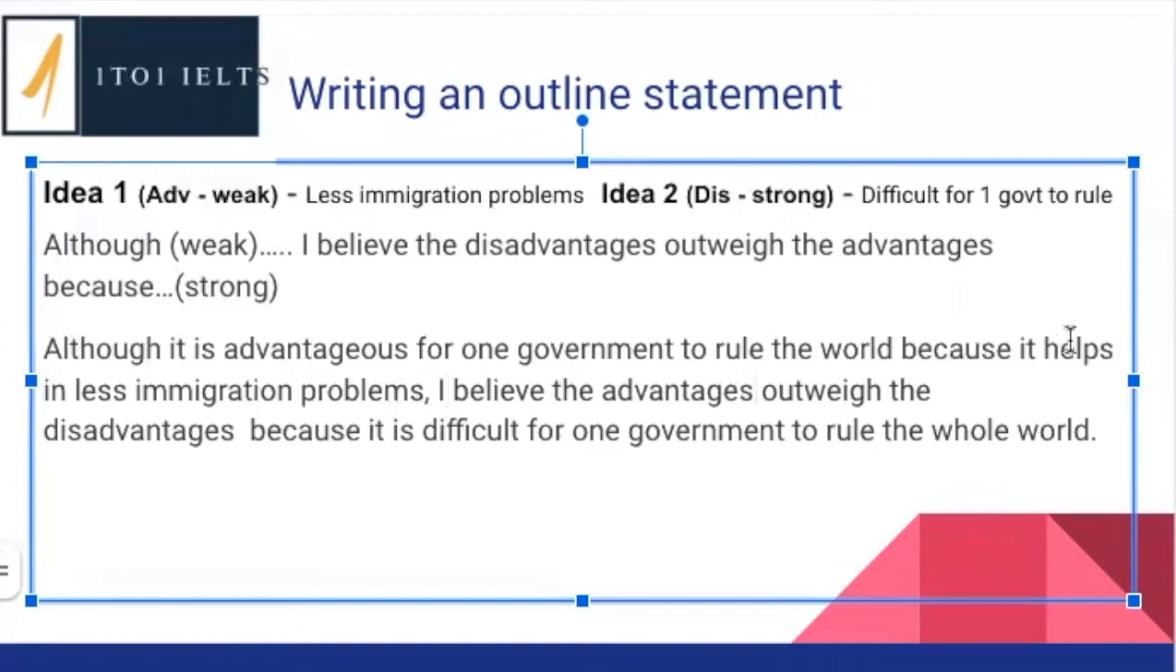Nice attempt here, a little bit of grammar here. So although it is advantageous for one government to rule the world because it helps in less. Helps in less isn't a structure we can really use. What can we use here? One word. So I want one verb which is going to replace helps in less. Verb. Less is not a verb. So what verb talks about making something less?